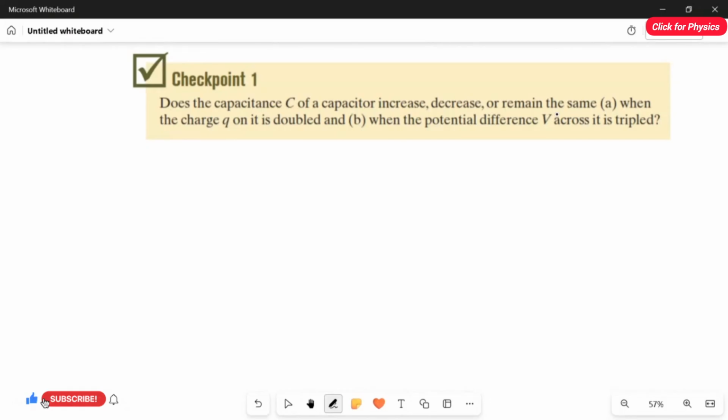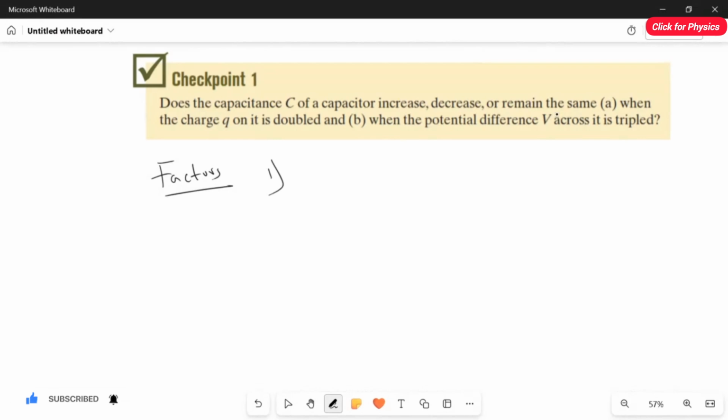What are the three options they give? The capacitance will increase, decrease, or remain the same. So for answering this checkpoint, we have to consider the main factors affecting the capacitance of the capacitor. In theory, we studied there are four main factors which affect the capacitance of the capacitor.